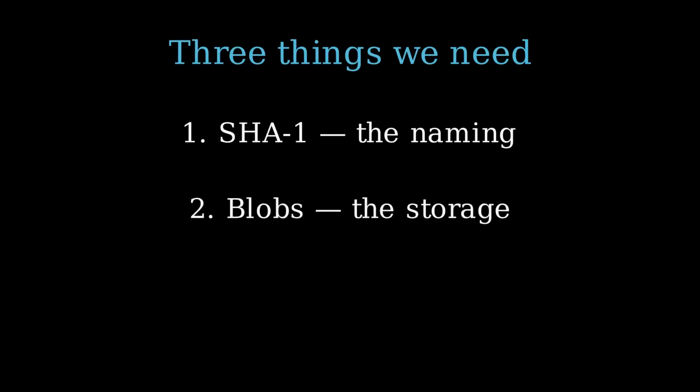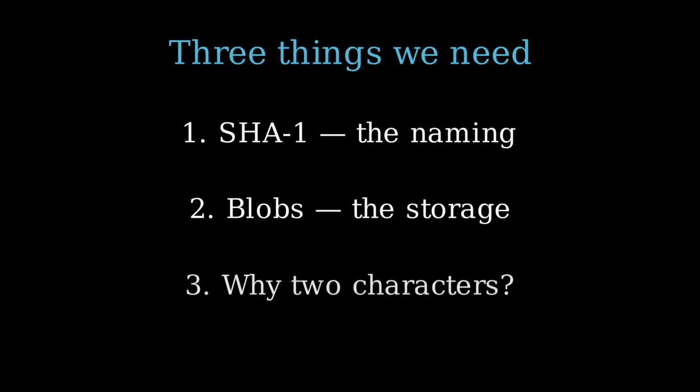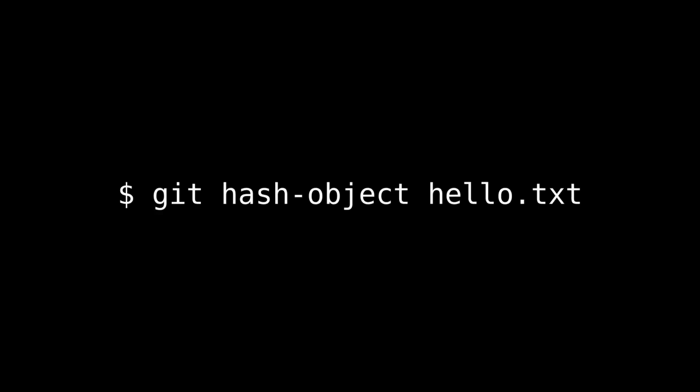3 things we need. 1. SHA-1, the algorithm that named the folder. 2. Blobs, what Git stores inside. 3. Why Git split the name across a folder and a file. Start with the name. Where does 3b come from? Git can tell us directly. 3 stops ahead, SHA-1, blobs, and the 2-character split. Next, we ask Git for the name itself.